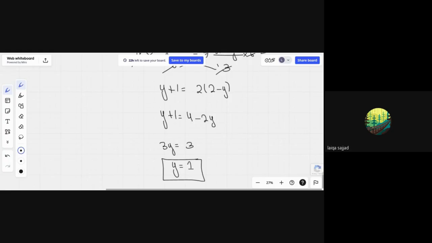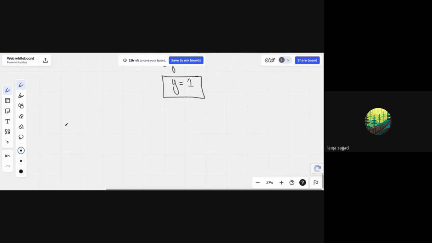You are asked to find the gradients of the line AB, BC, CD, and DA. And then you are asked what do these gradients tell you about the quadrilateral ABCD? And then you have to draw a diagram to check your answer of part P.